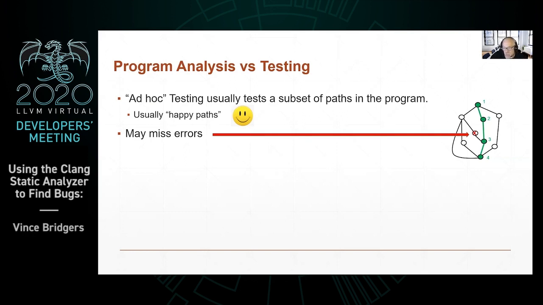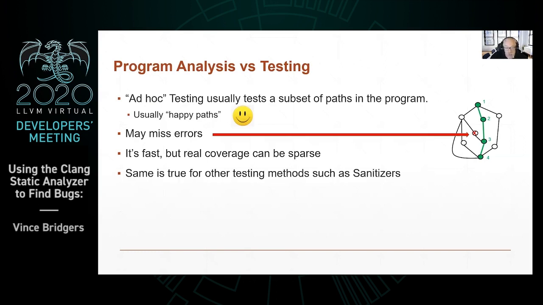So as I said, this may miss errors. In this specific example, we missed one of these nodes because we're only testing through nodes 1, 2, 3, and 4. You might call that a happy path. It's fast, but real coverage can be very sparse, as you might see in this particular state space example.